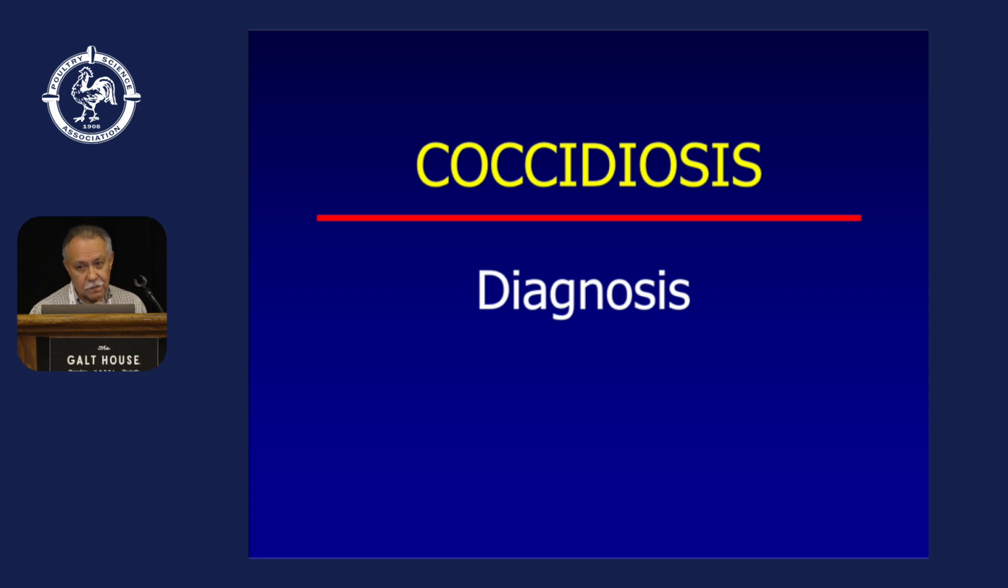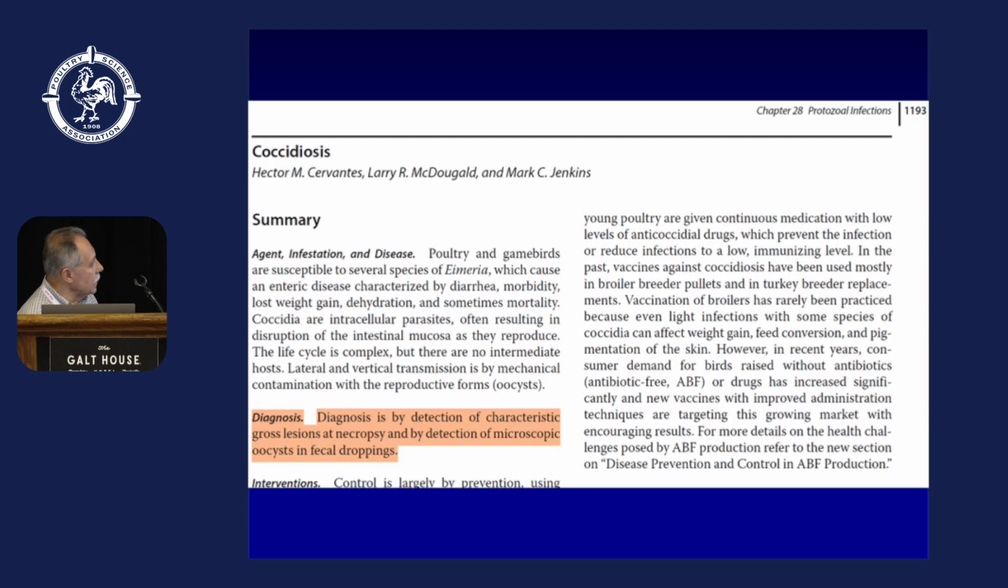Moving on to diagnosis, this is from the chapter on protozoal infections in the textbook of Diseases of Poultry, where we authored the subchapter on coccidiosis with Drs. McDougall and Jenkins, who will be presenting later on. For diagnosis, basically, we identified the gross lesions at necropsy in addition to the macroscopic forms of the parasite, either in mucosal scrapings or fecal droppings. That's the practical way. Dr. Jenkins will spend more time telling you about the molecular diagnosis of coccidiosis.